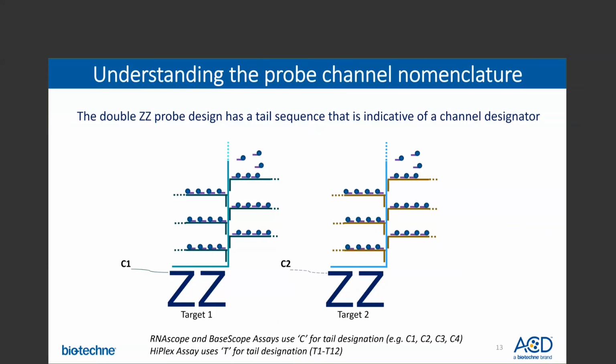I would like to let you all know that for tail designation, the RNAscope and the BaseScope assays use C as a tail designation or channel designation, whereas the high-plex assay, which we will unfortunately not be covering in today's webinar, uses T for tail designation.